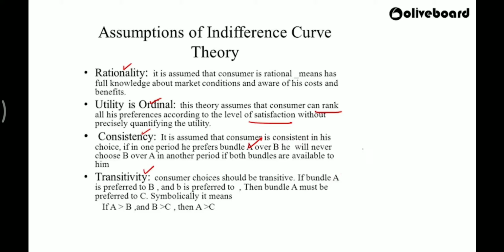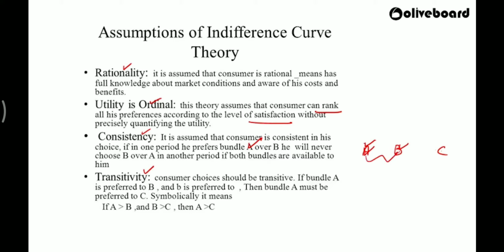Suppose, for example, bundle A is there, B is there, and C. Instead of B, you chose A. And when you have been given B and C, if you are choosing B, then when they are giving A and C, definitely which one will you choose? A.